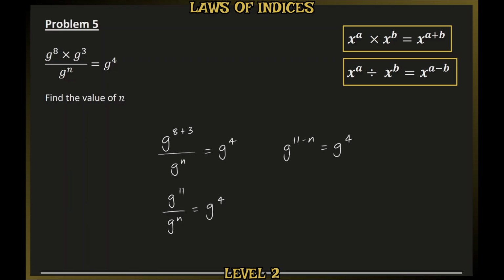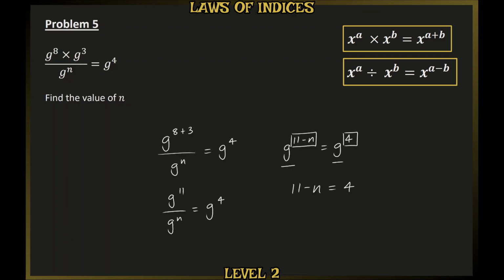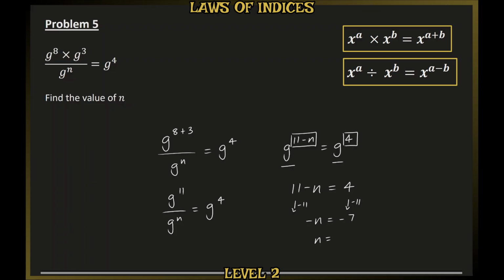Now since the left and the right are equal to each other, and they both have the same base, which is g, we can say that their powers must also be equal to each other. So 11 minus n must be equal to 4. We can solve this by inspection, by saying what do we have to subtract from 11 to give us 4. We can also solve this more formally by subtracting 11 from both sides, leaving minus n is equal to 4 minus 11, which is minus 7. And if minus n is equal to minus 7, then n must be equal to 7. And that's the final answer for problem 5.